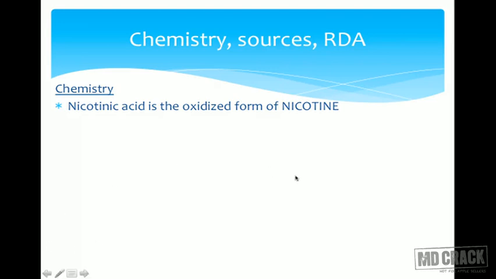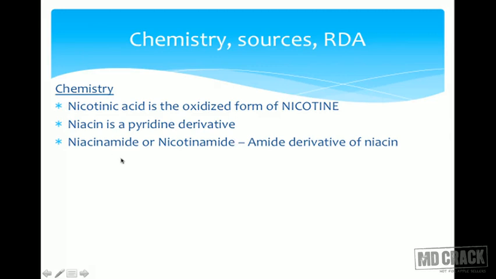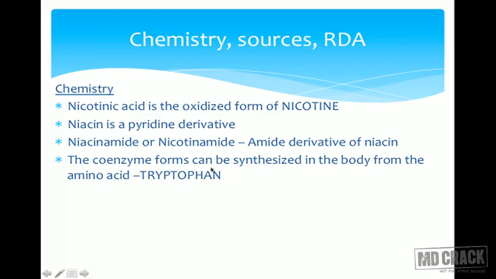In the body, niacin is a pyridine derivative, and niacinamide or nicotinamide is an amide derivative of niacin. The coenzyme forms can be synthesized in the body from the amino acid tryptophan. Very important, because in the body we can synthesize NAD. 60 milligrams of tryptophan can form 1 milligram of niacin.